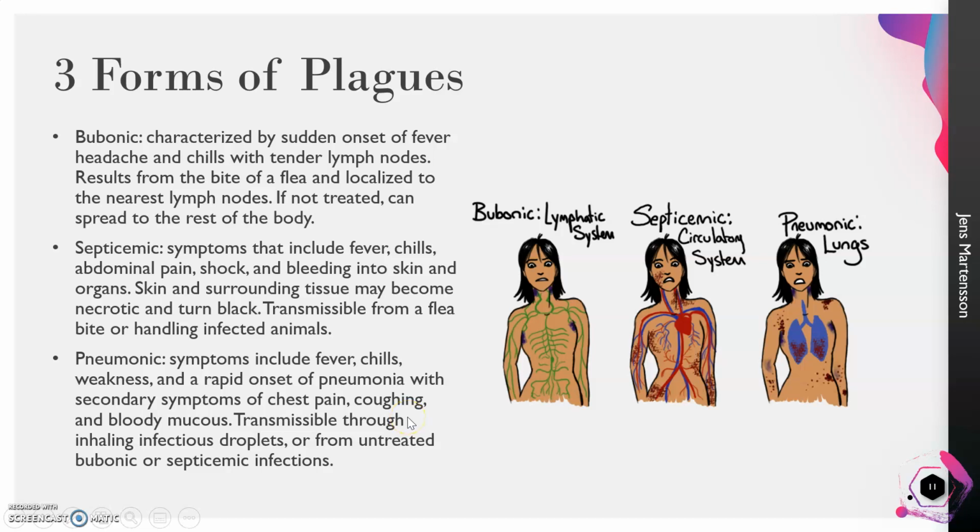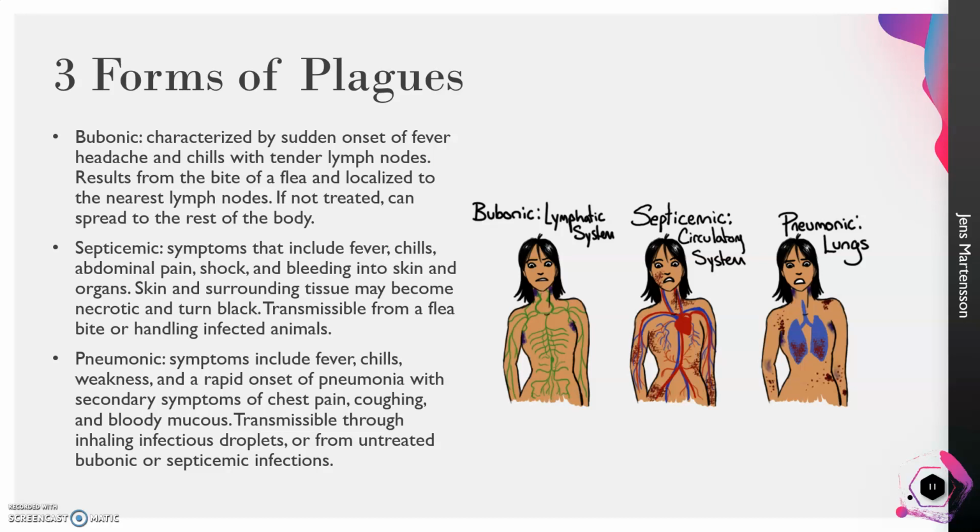As I mentioned before, it comes in three different forms of plague: bubonic plague, septicemic plague, and the pneumonic plague. Now let's start with the bubonic one. If a flea bites near the lymph nodes, you can develop a fever, headache, and chills. And if not treated, it could spread to the rest of the body.